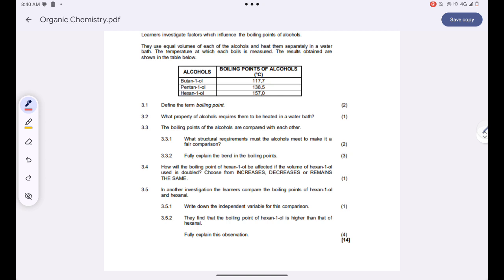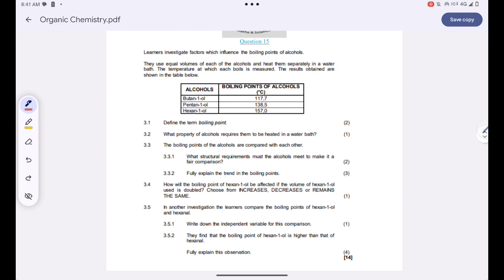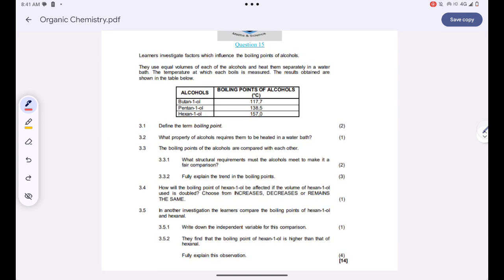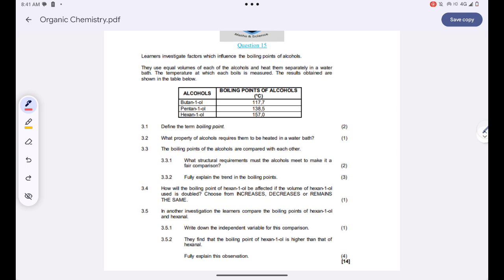First question, you must define the term boiling point. Boiling point is the temperature at which the vapor pressure of a substance is equal to its atmospheric pressure. And then 3.2, what property of alcohols requires them to be heated in a water bath? They are heated in a water bath because alcohols are highly flammable, or you can say they are highly volatile.